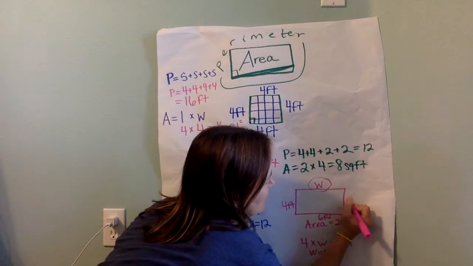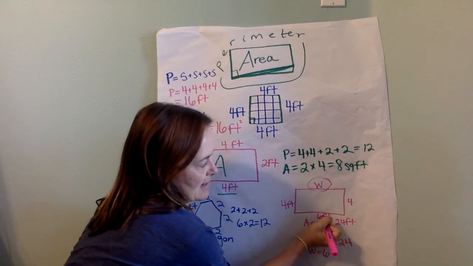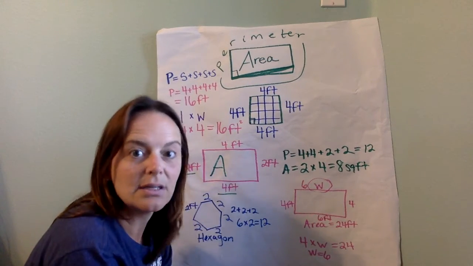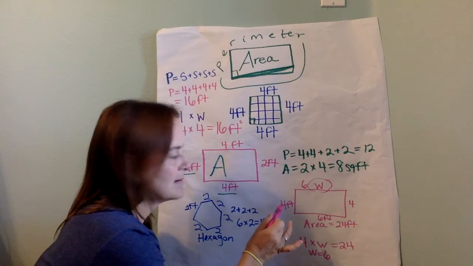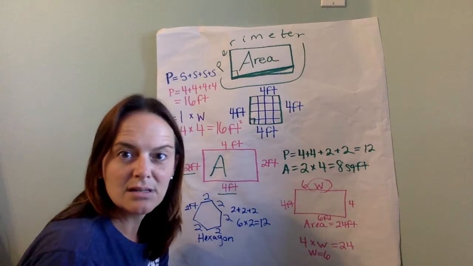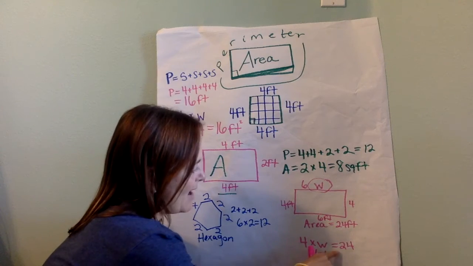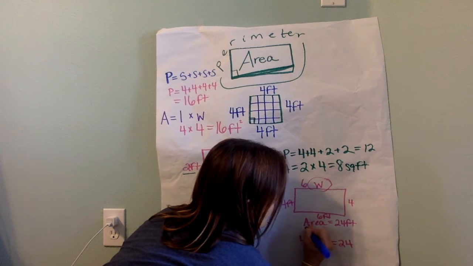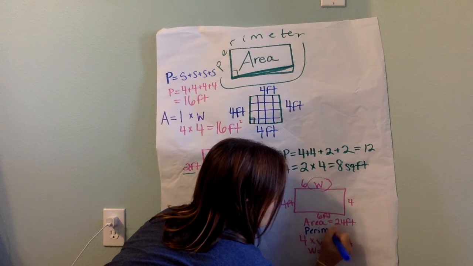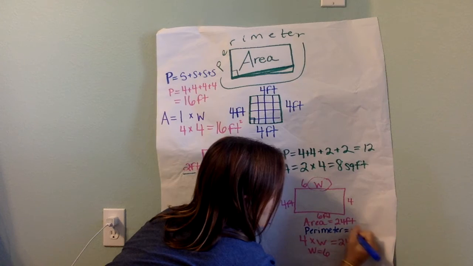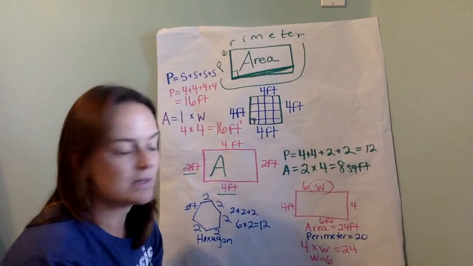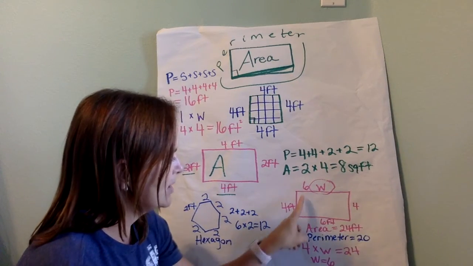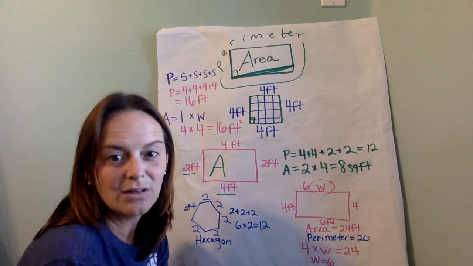If this one is 4, this one is 4. If this one is 6, this one is 6. Let's add them up. 6 plus 6 is 12. 12 plus 4 is 16. Plus 4 more is 20. So my area of this one is 24 feet, but my perimeter equals 20. So you can compare these. I will need less material to go around the outside than I will need to cover the inside because my perimeter is less.